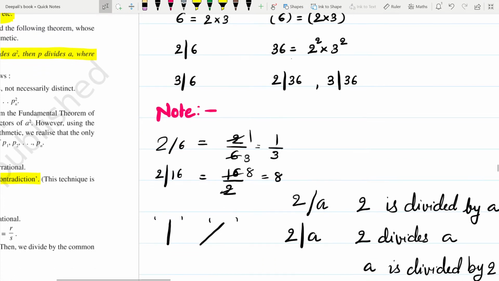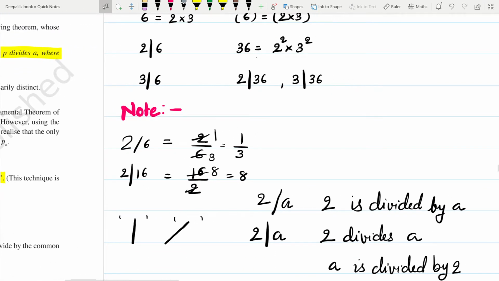A note to be taken into consideration. When I write 2/6, it means 2 by 6 or 2 divided by 6, that is 1 by 3. And when I write 2|16, it means 2 divides 16, or 16 divided by 2, it is 8. So do you understand the difference between the two symbols? 2/a means 2 is divided by a, and 2|a means 2 divides a, or a is divided by 2. So be careful while writing this symbol.